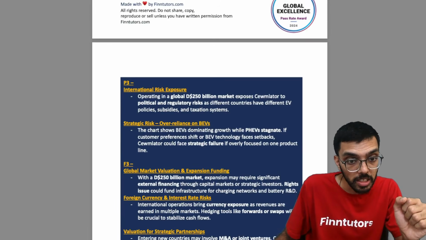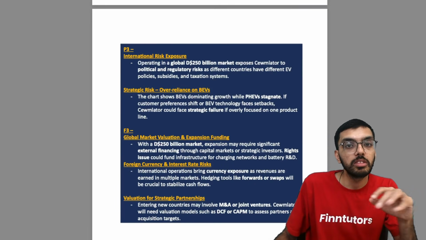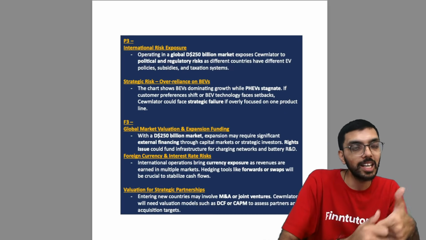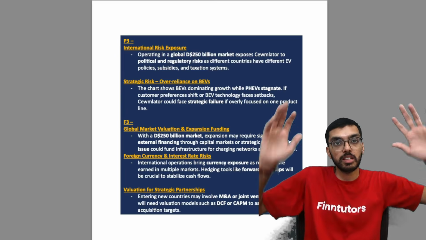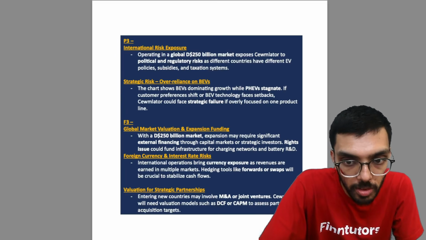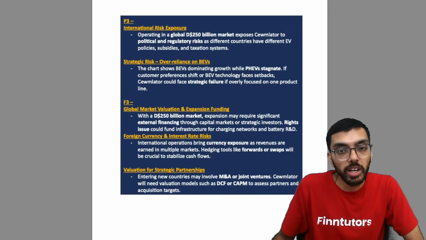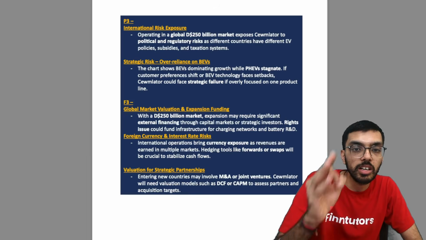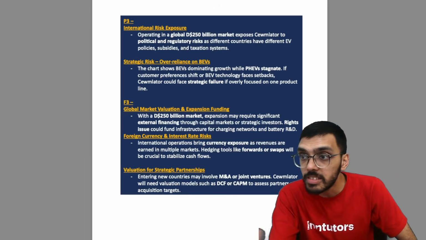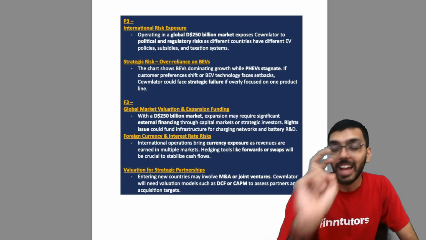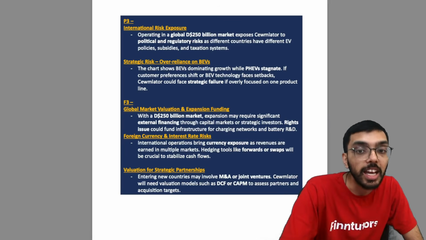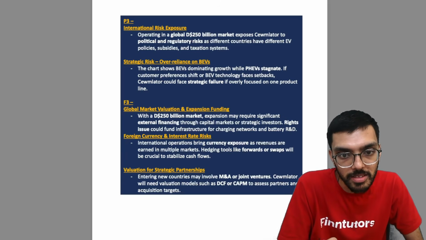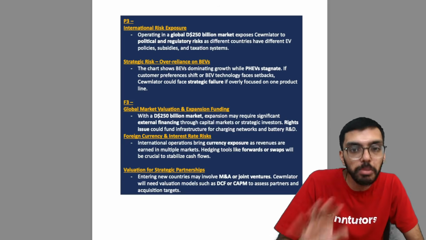That's E3 only. If you look at P3, a global $250 billion market exposes Cewmlator to political risks and regulatory risks, because every single country has different rules, different regulations, different taxes. With a $250 billion market, expansion may require significant external finance, where you can consider a rights issue, external debt, external equity, which we'll talk about in detail in our third part when we go to the financial analysis. But right now it's just important, so I'm bringing it up.